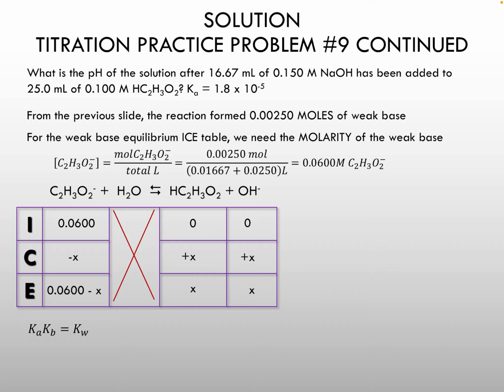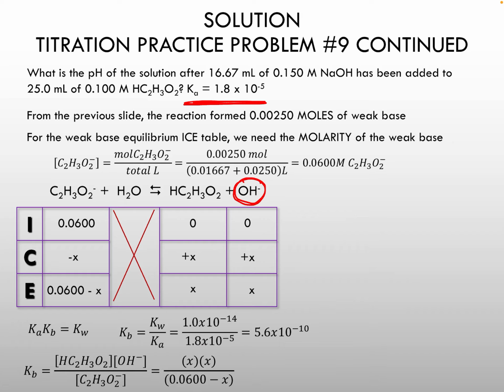And then we will put this into a Kb expression. So note that now we are producing hydroxide, right? Because acetate is acting as a weak base. However, we were given Ka, so we need to go ahead and find Kb. So Kb will equal Kw over Ka, and we can go ahead and solve that. And then we can write our Kb expression, which will be our acetic acid times our hydroxide over acetate.